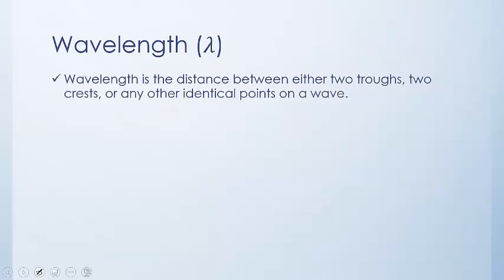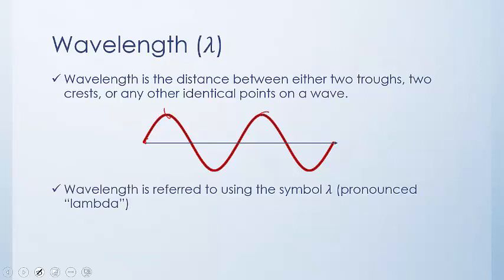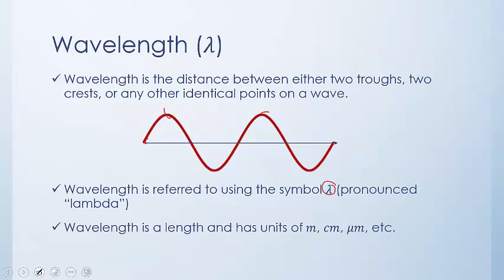So let's talk a little bit more about the wavelength. The wavelength, as we've said, is the distance between 2 troughs, 2 crests, or 2 other identical points on the wave. So we could measure here to here, or here to here. As long as we pick out the 2 points on the wave that are the same, it doesn't matter. Lambda is the symbol that we use to refer to wavelength. That's this symbol here. And wavelength is an actual length, and so it's going to have units of meters, centimeters, micrometers, or some other distance, but it is a length.